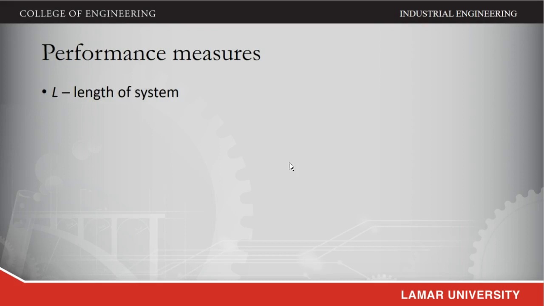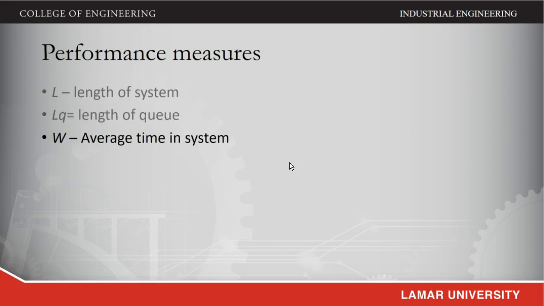L denotes the length of the system, and that implies how many people are in the queue plus how many people are in the servers. Associated to L, we have LQ, which is just the length of the queue, how many customers are just in the queue without considering the number of clients that are being attended in the system, as an expected value.